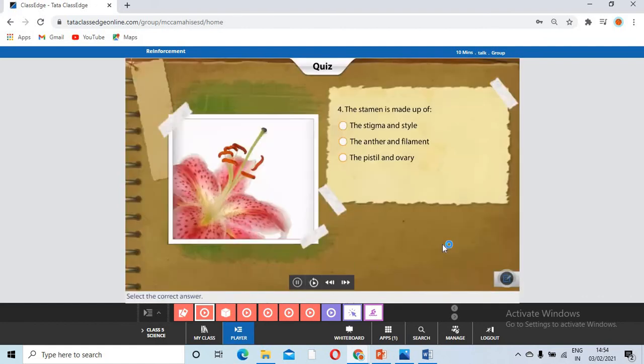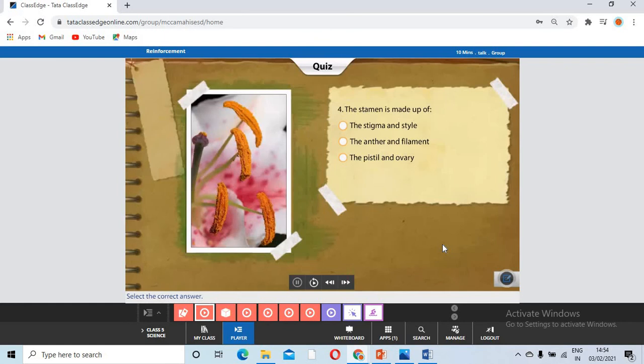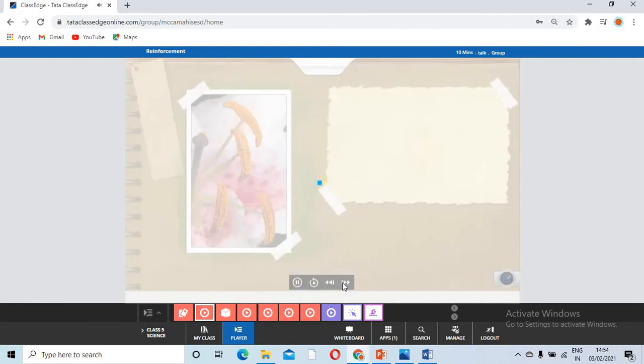The stamen is made up of... Neelesh, unmute yourself and answer me. The stamen is made up of stigma, style, or anther? The anther and filament. Very good, Neelesh. Okay, we'll move on to the next question.